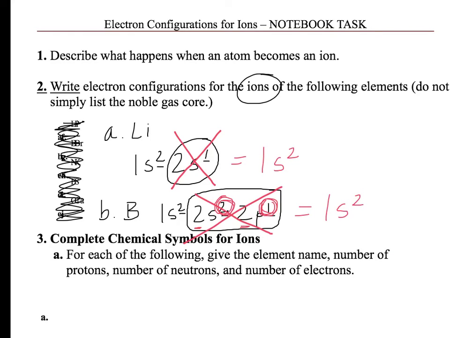So at this point you can pause the video and go ahead and do the rest of the samples. So you've got C through J left to do on your sheet.